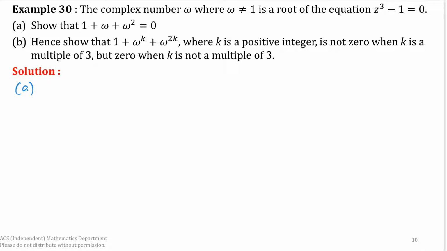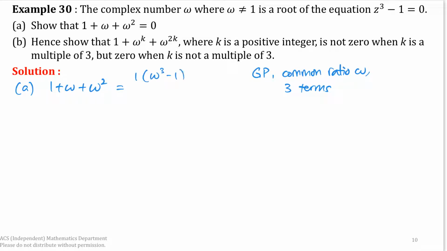Okay, so there are a few ways you can do this question. I personally like this way that I'm going to show you, but there are other methods to this. So we look at 1 plus omega plus omega square, and we note that this is actually a GP, common ratio omega, and the number of terms is 3. So the sum of these 3 terms will just be 1 times omega cubed minus 1 over omega minus 1, making use of the GP formula.